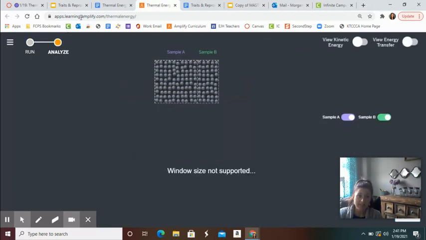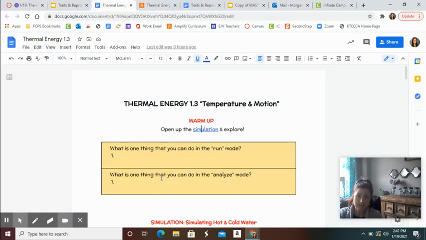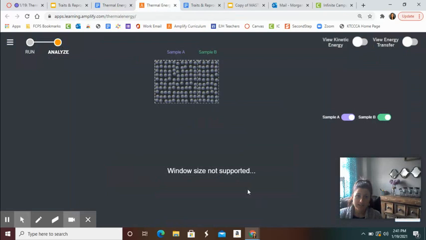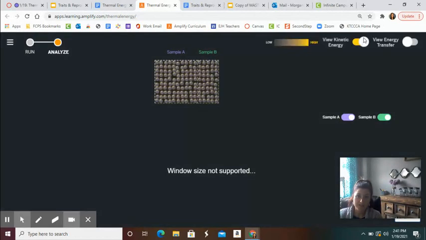Then in the analyze mode, which you're going to see is the second question down here, I can see my samples. I can view the energy, and you can see it's color coded: low is darker, and high is like a yellow. In my energy transfer, I can see that the energy is going from A to B. Those are some features that you can see in the analyze mode. You just have to write one, so there are plenty of options for both.